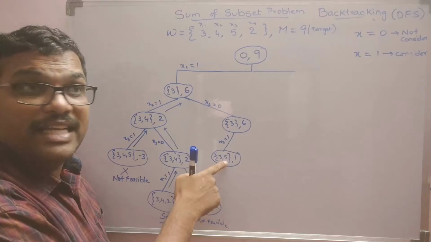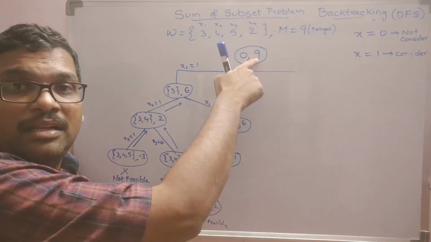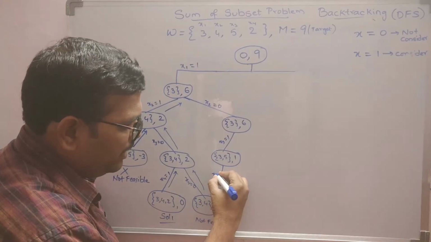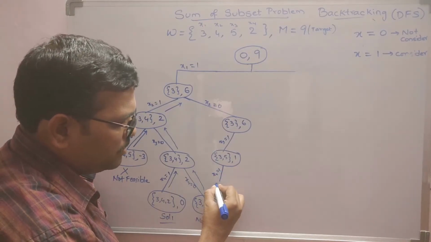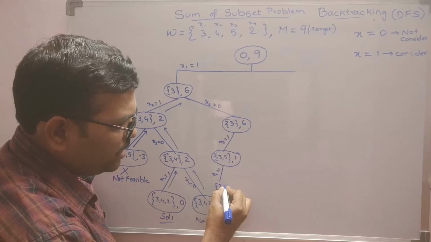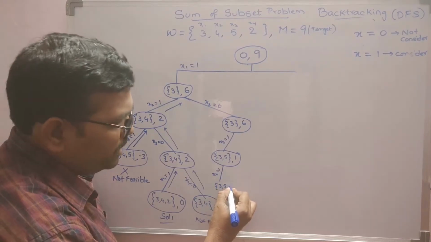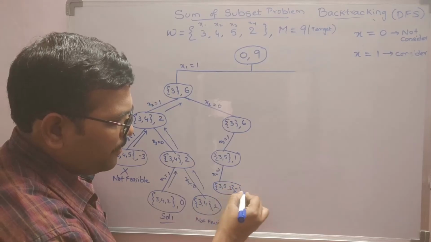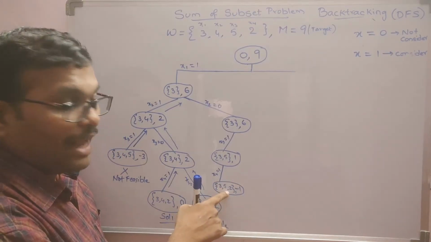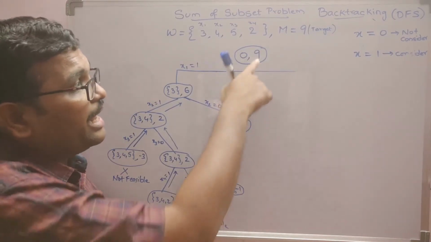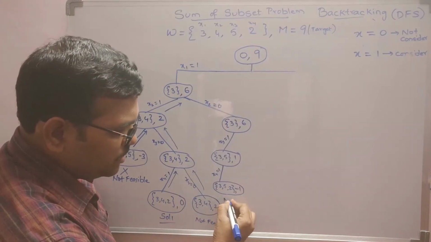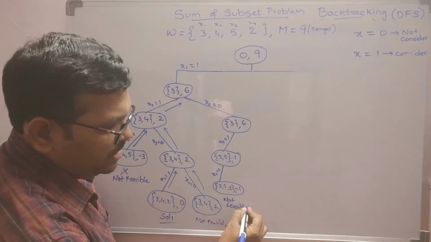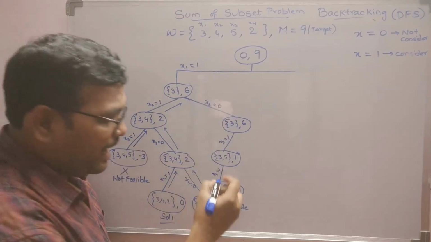So 3 plus 5, it is 8. Again still it is less than the target. It can again be further divided, right? x4 is equal to 1. So consider x4, 3, 5, x4 is 2, it is minus 1. You can check the total value, it becomes 10, which is greater than 9. So this is not feasible. Backtrack.